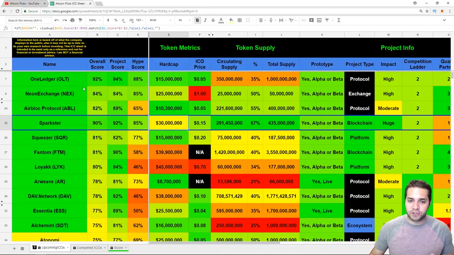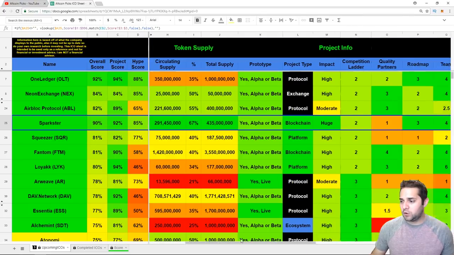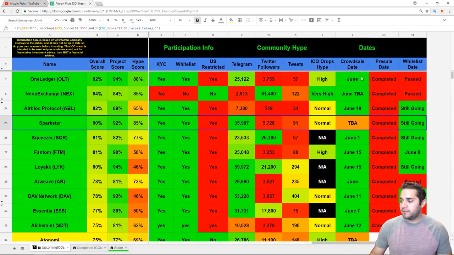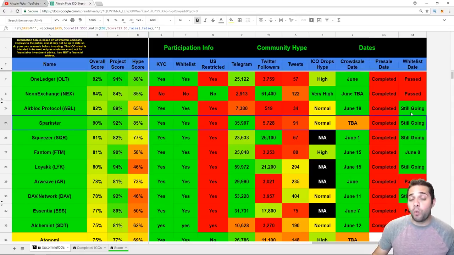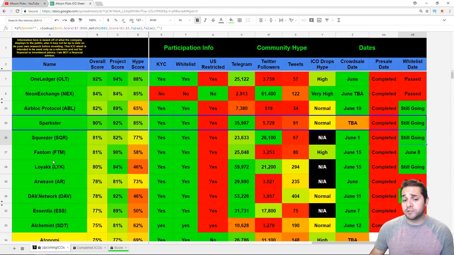Anyways, if you check out our ICO list, these are all in June. I have the other ones blocked. You can see what whitelists are still available. And we have Airblock Protocol, which in my opinion is the top scoring ICO that is remaining, or at least that you can still join. Then we have Squeezer, still going, which starts on June 1st. That one's happening very soon. And the rest are either very low hype or they have a low project score.